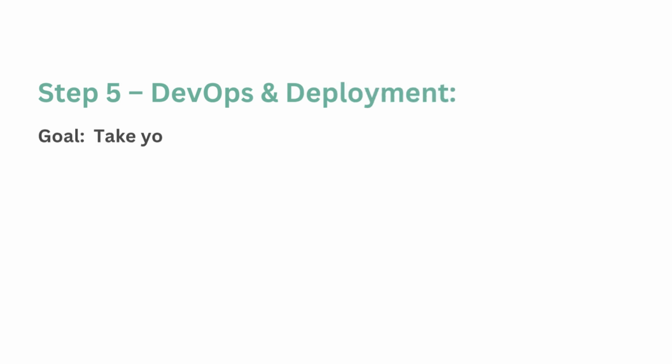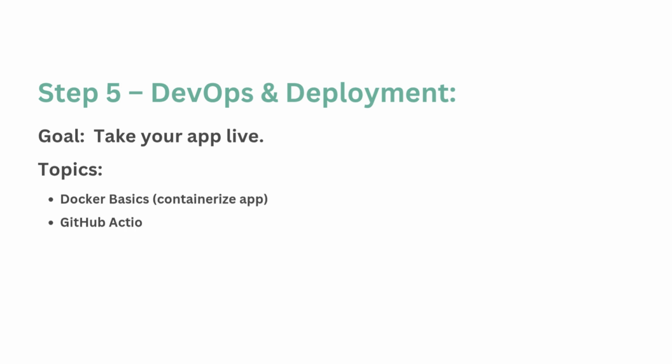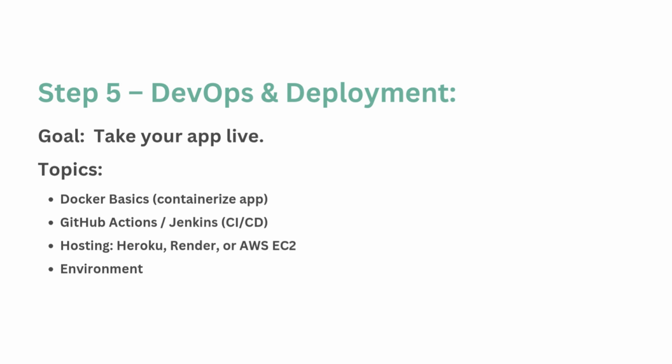Now let's take your app from local to live. Docker lets you package your app and run it anywhere. Think of it like a portable box that works on any system. Learn CI/CD, automating builds and deployments with GitHub Actions or Jenkins. For deployment, use Heroku, Render, or go big with AWS EC2. Understand how to use .env files to store passwords and database credentials securely. A project isn't done until it's live and shareable.